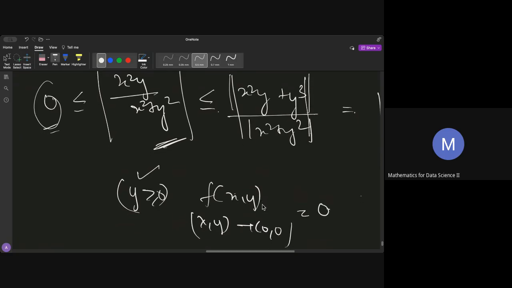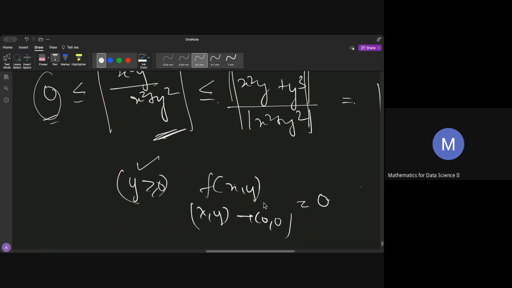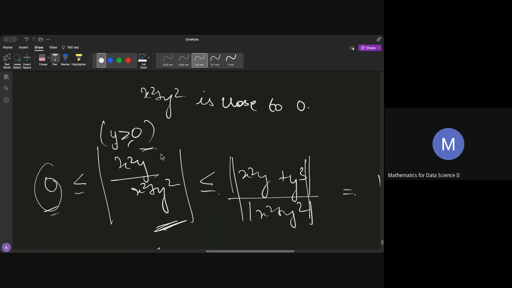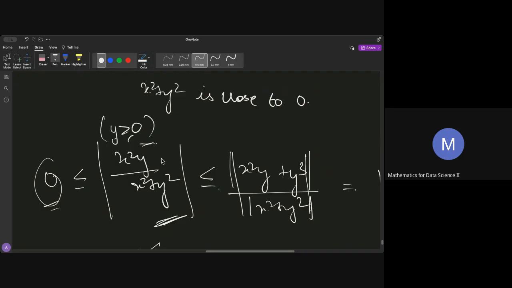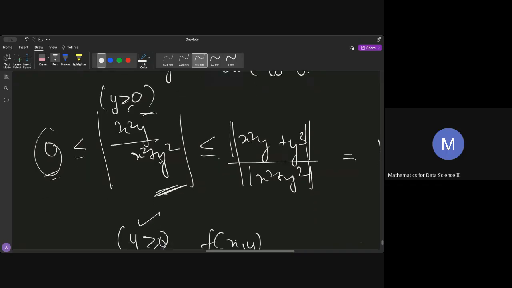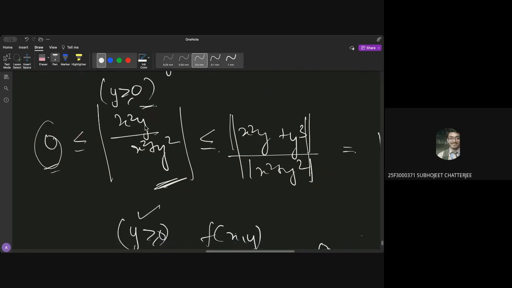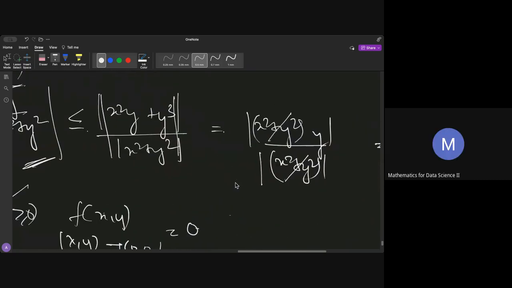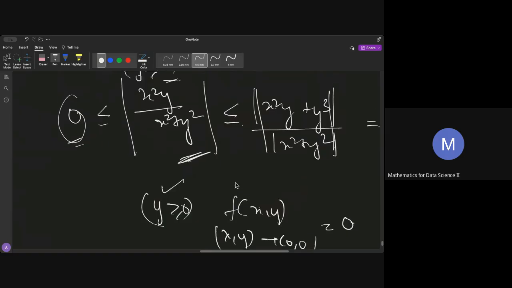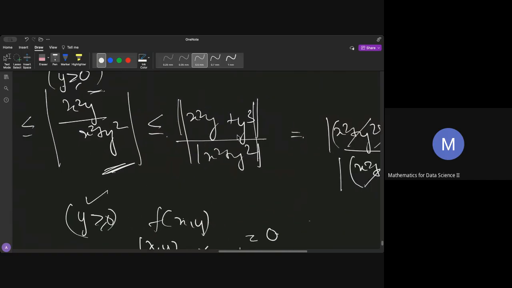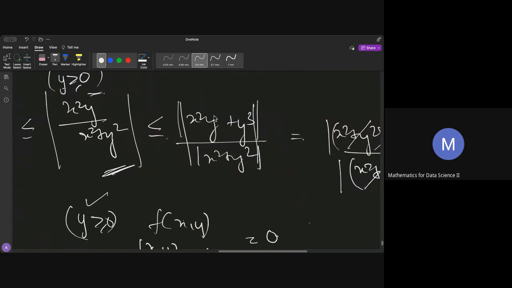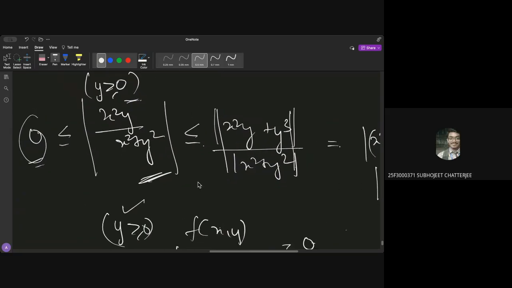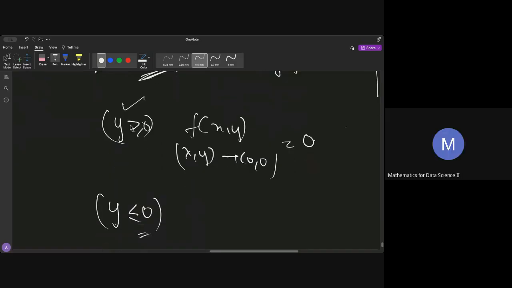Can we do something for y less than 0? And then you have to take y square. That's of no use. If I take y square, I'll have to multiply this with y square. Yeah, yeah, ma'am, okay. That's fine.